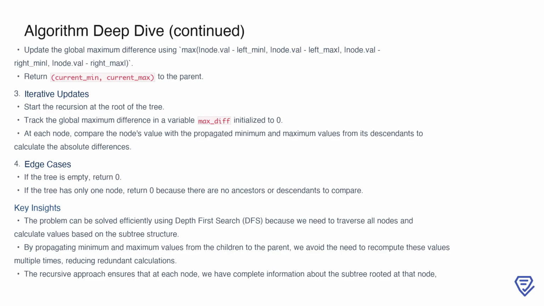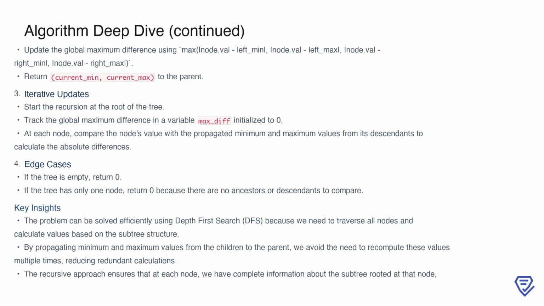After updating the global maximum, the current node then returns its own subtree's minimum and maximum values, calculated as the minimum of the node's value and its children's minimums, and the maximum of the node's value and its children's maximums. This process continues recursively, starting at the root of the tree. We initialize max_diff to 0 at the beginning and ensure all nodes are visited during the traversal.